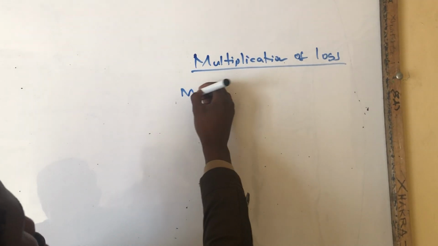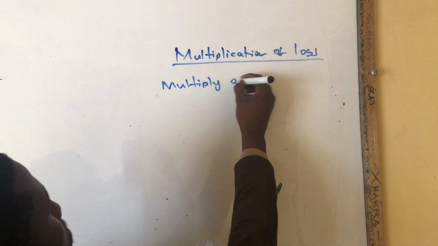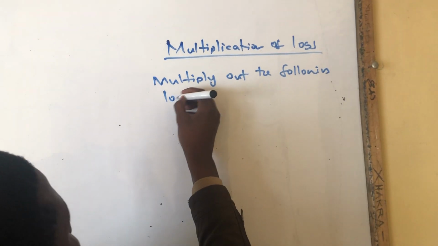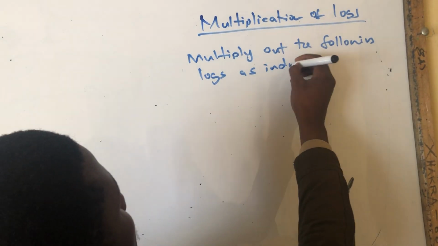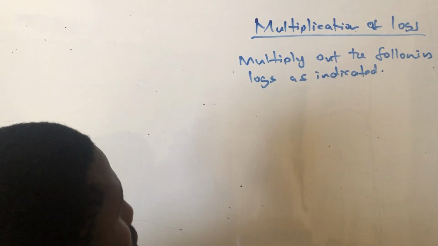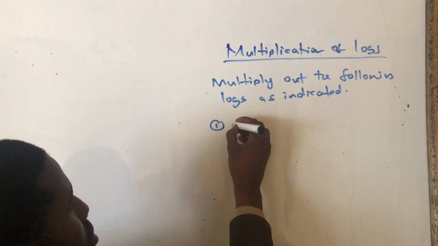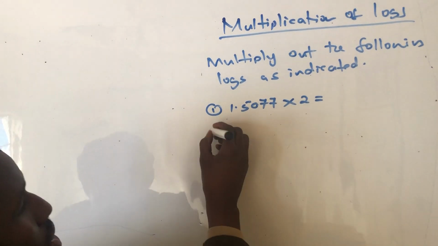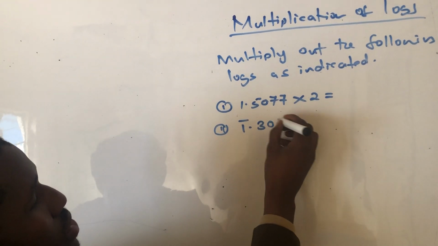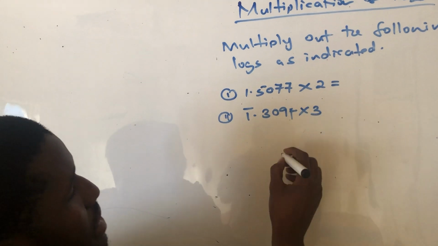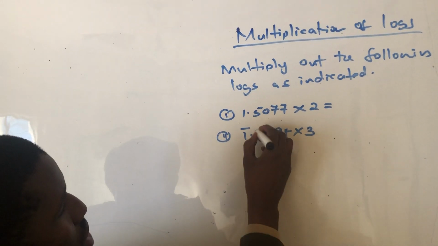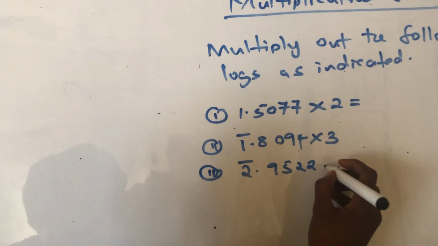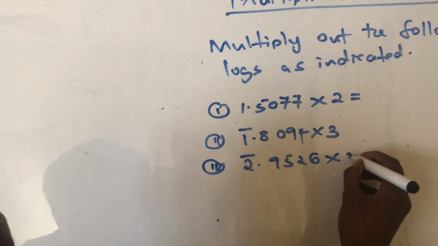Here, I want us to multiply out the following logs as indicated. We've got 1.5077, we want to multiply by 2. We've got negative 1.3094, we want to multiply by 3. Let's change this to 8, please. Then 2.9526, we multiply by 2.